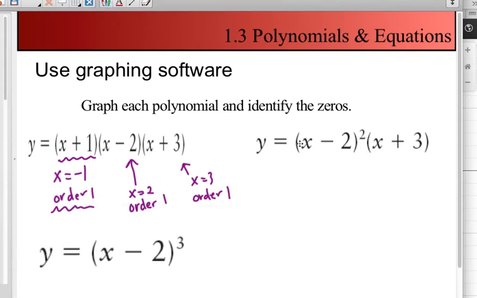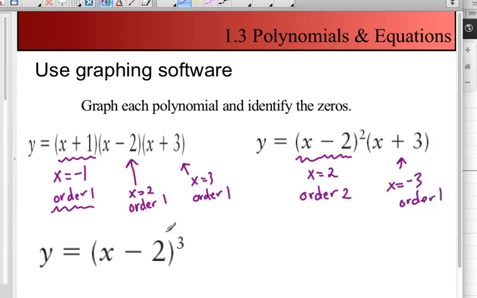Let's look at the second one we graphed. Notice here is a 0. It does have a 0 at x equals 2, but it's repeated twice, so we say this is order 2. This one has a 0 at x equals -3. It's only repeated once, so it's order 1. Are you getting it? Down here, we've got a 0 at x equals 2. It's order 3. It's repeated 3 times. Okay, so that's how each 0 has a particular order.